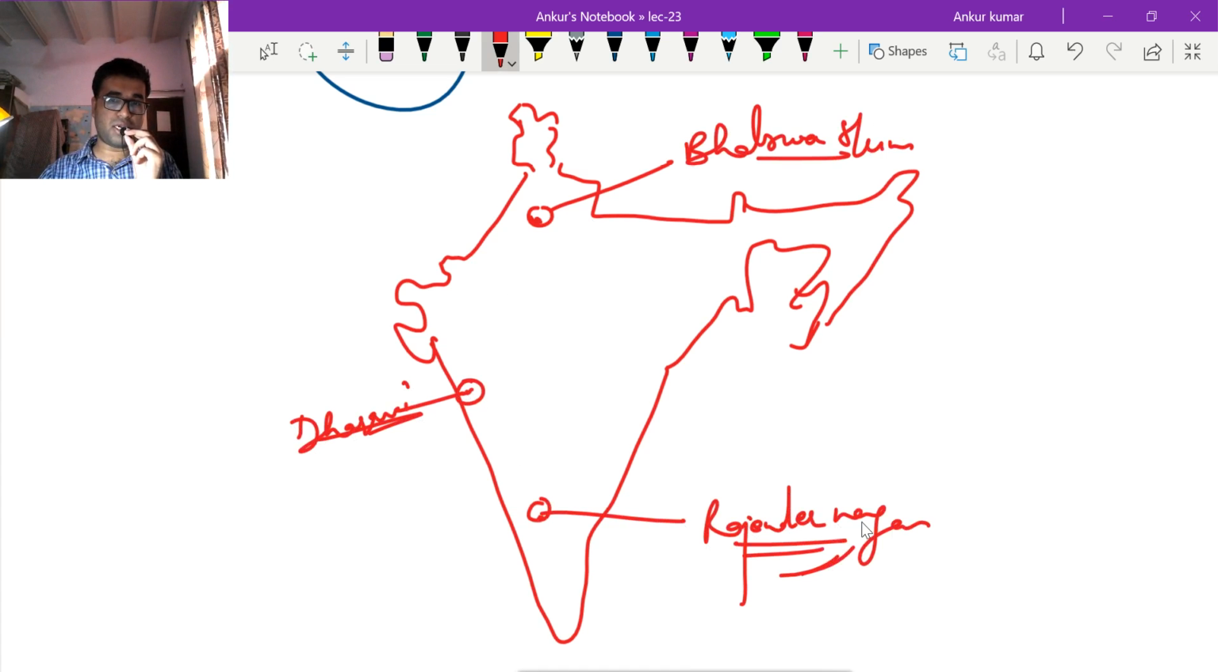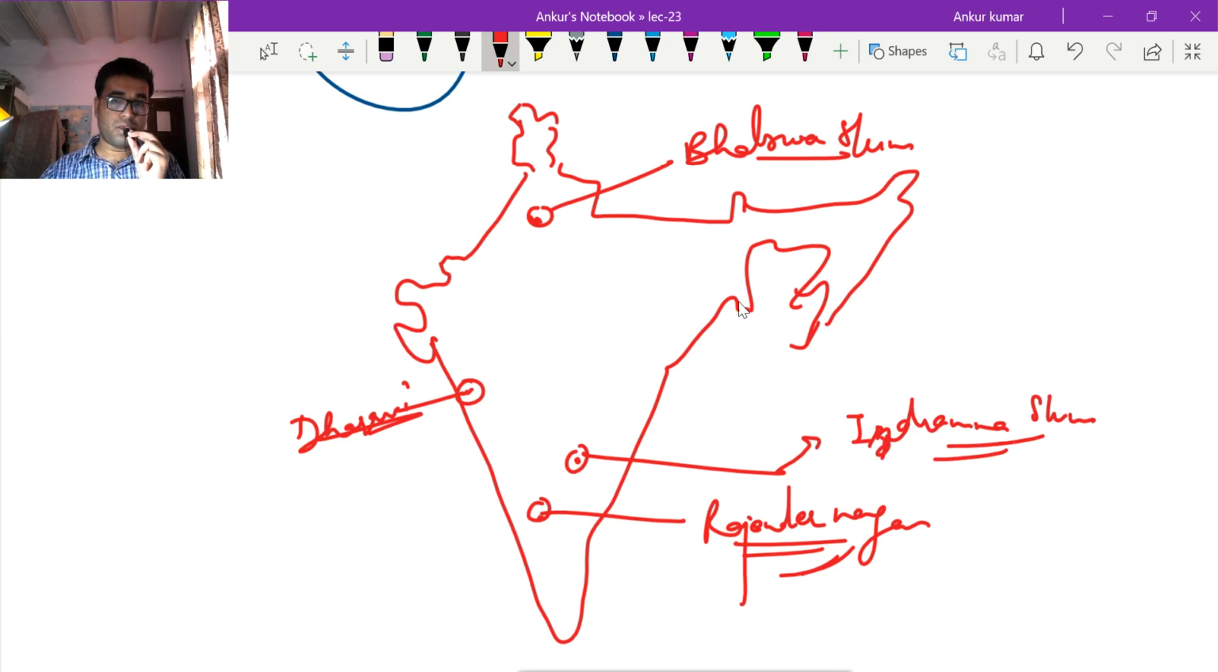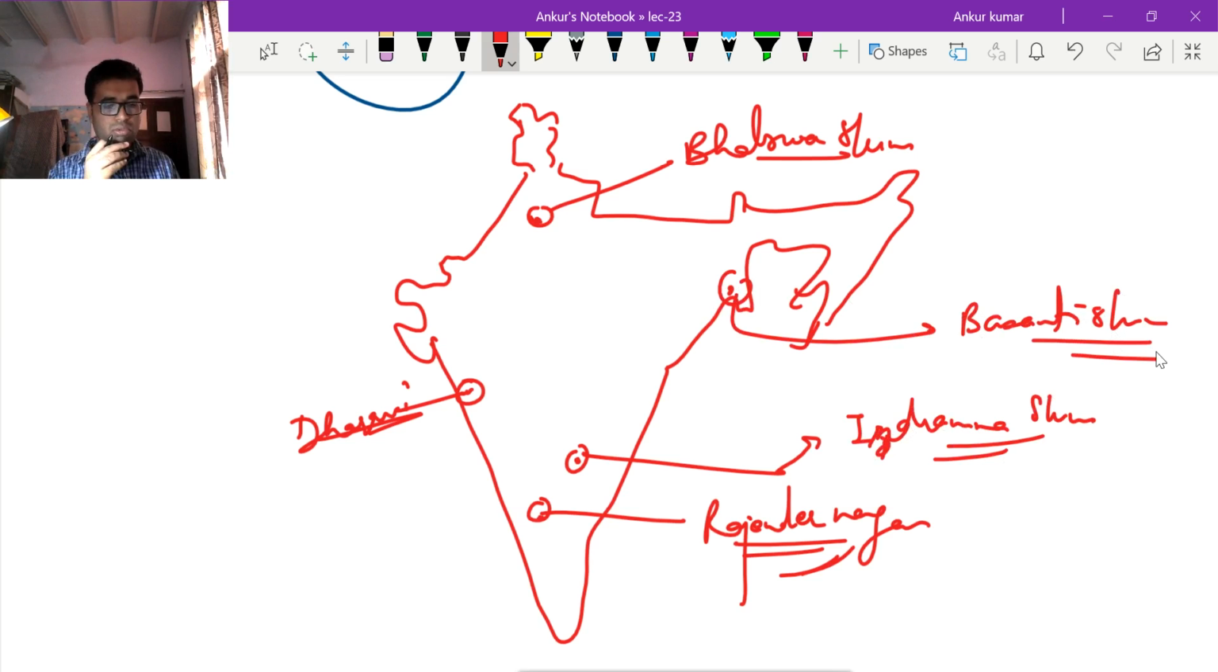Remember the names of a few slums, so that we can make a spatial distinction on the map. This is Hyderabad, and Indrama slum here. Okay, and Basanti slum in Kolkata. This is Kolkata and Basanti slum here. In almost all the major cities, even in Lucknow, Kanpur, big slums have developed there also. So this is how the slums have developed in India.